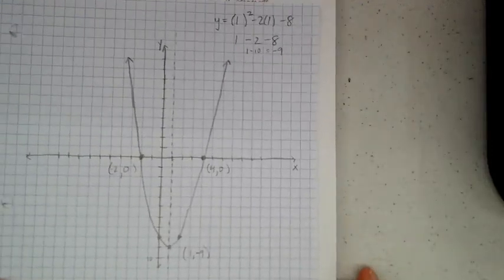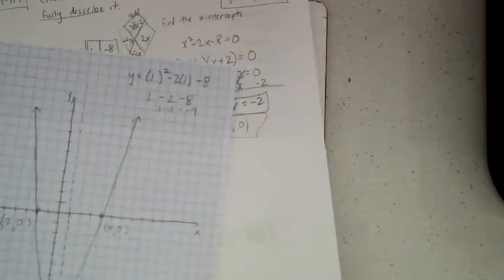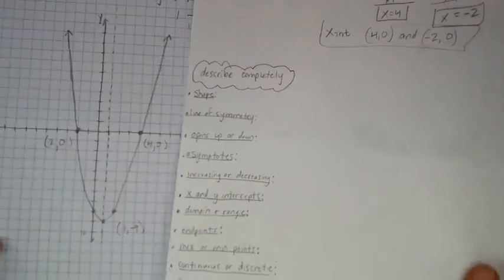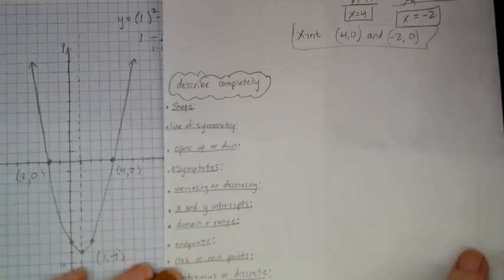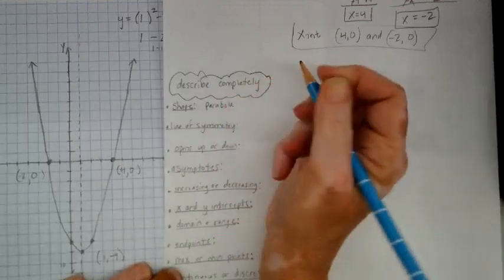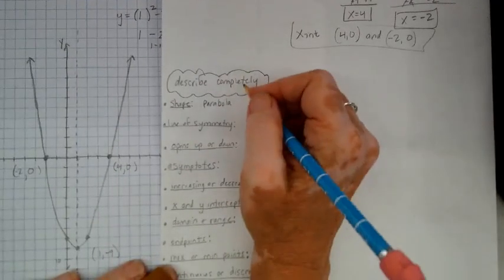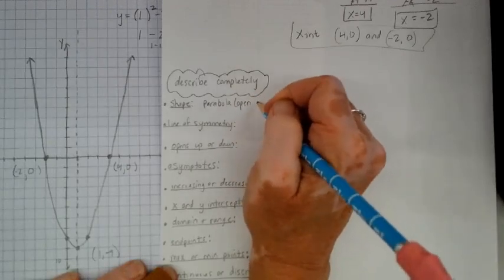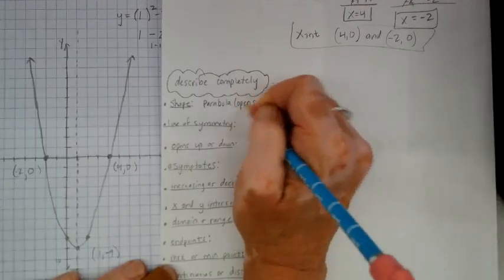Oh, this is a long video. And then we're going to describe our graph completely. So we can do that pretty fast. The shape, it's shaped like a parabola. I'm just going to say it's a parabola. And it opens up. Oh, I think that's another question. I shouldn't have written that because I think they ask us that later.